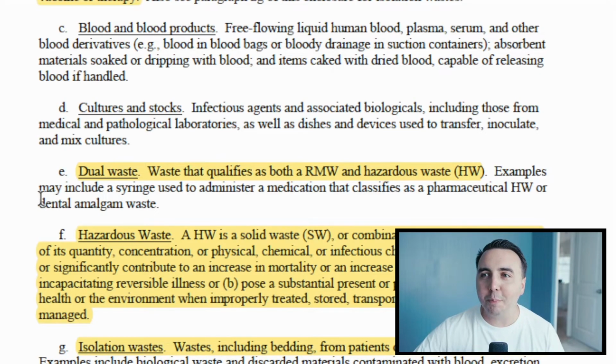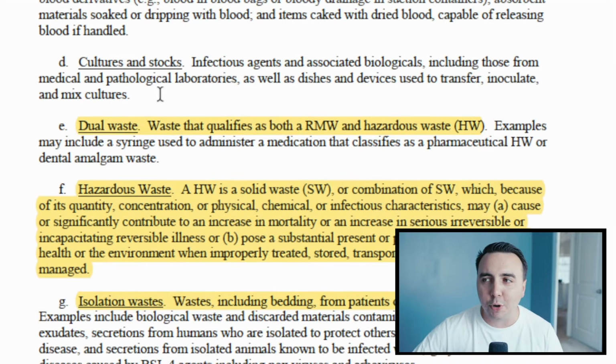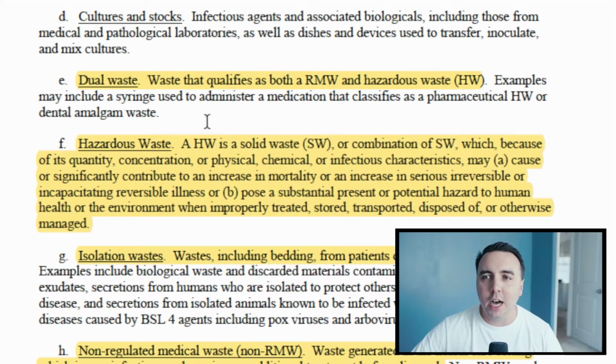As you can see here, I'm going to skim over some stuff that's pretty basic, like cultures and stocks. You talk about blood and blood products. I think those are pretty basic, understood things. Dual waste: waste that qualifies as both a regulated medical waste and hazardous waste. I can see that being a test question as what qualifies as both regulated medical waste and hazardous waste, one of the options there being dual waste.